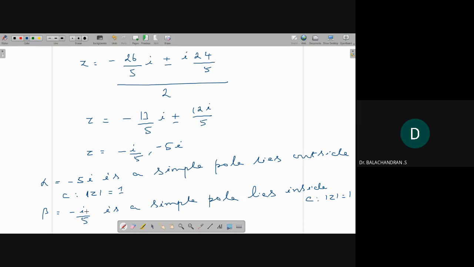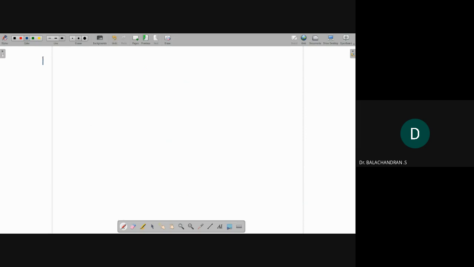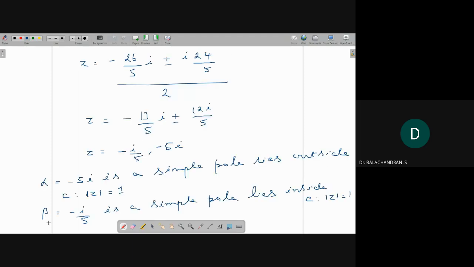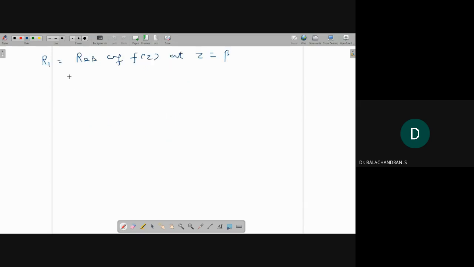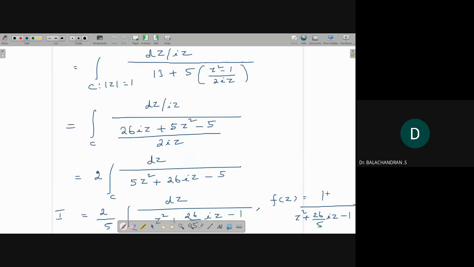So residue of f of z, R1, equal to residue of f of z at z equal to beta, because alpha lies outside, so only beta lies inside. Also beta is a simple pole, so limit z approaches beta, z minus beta into f of z. f of z is what? 1 by the denominator. For this you have alpha and beta roots, so 1 by (z minus alpha) into (z minus beta).